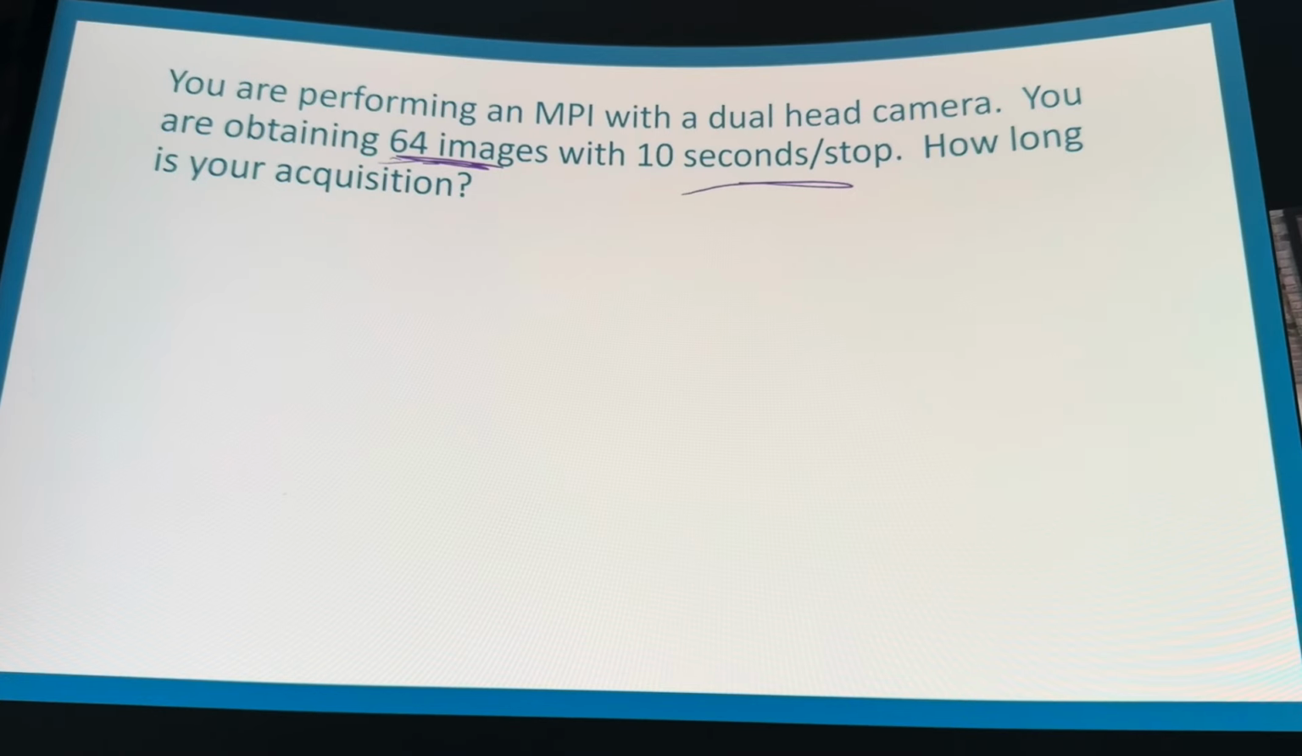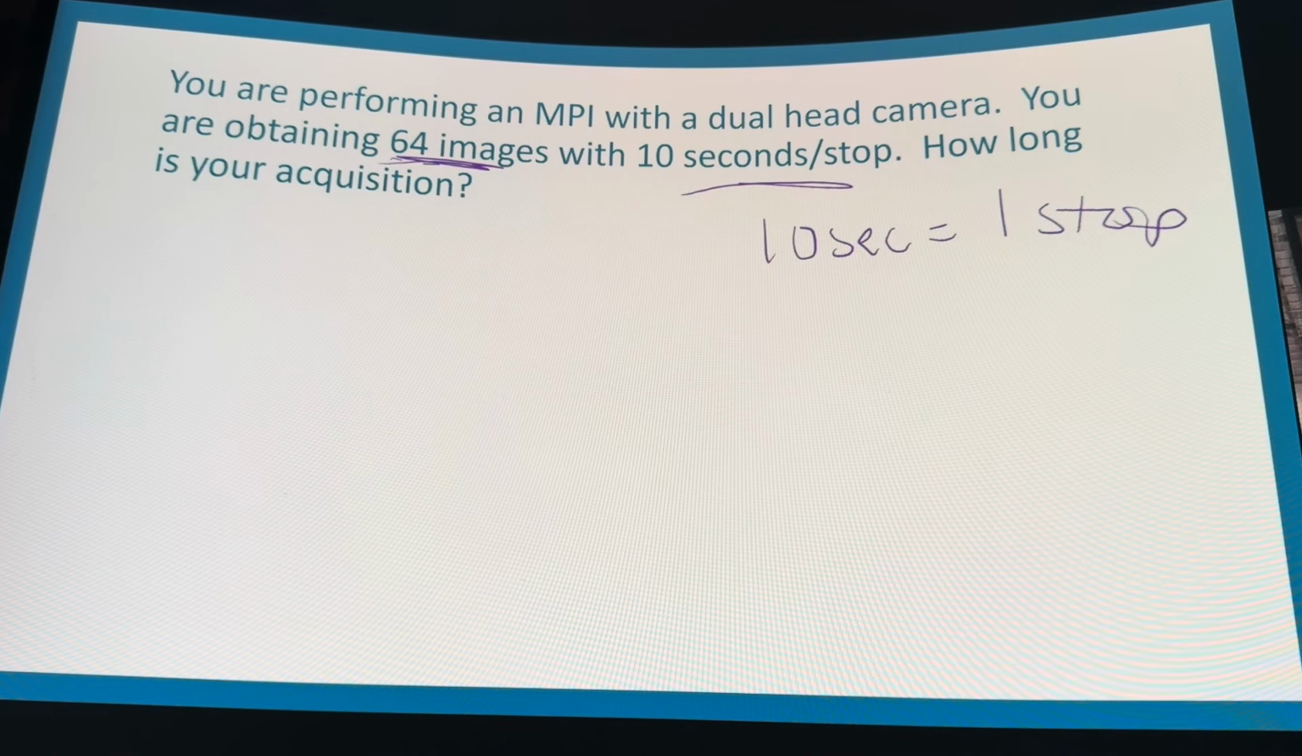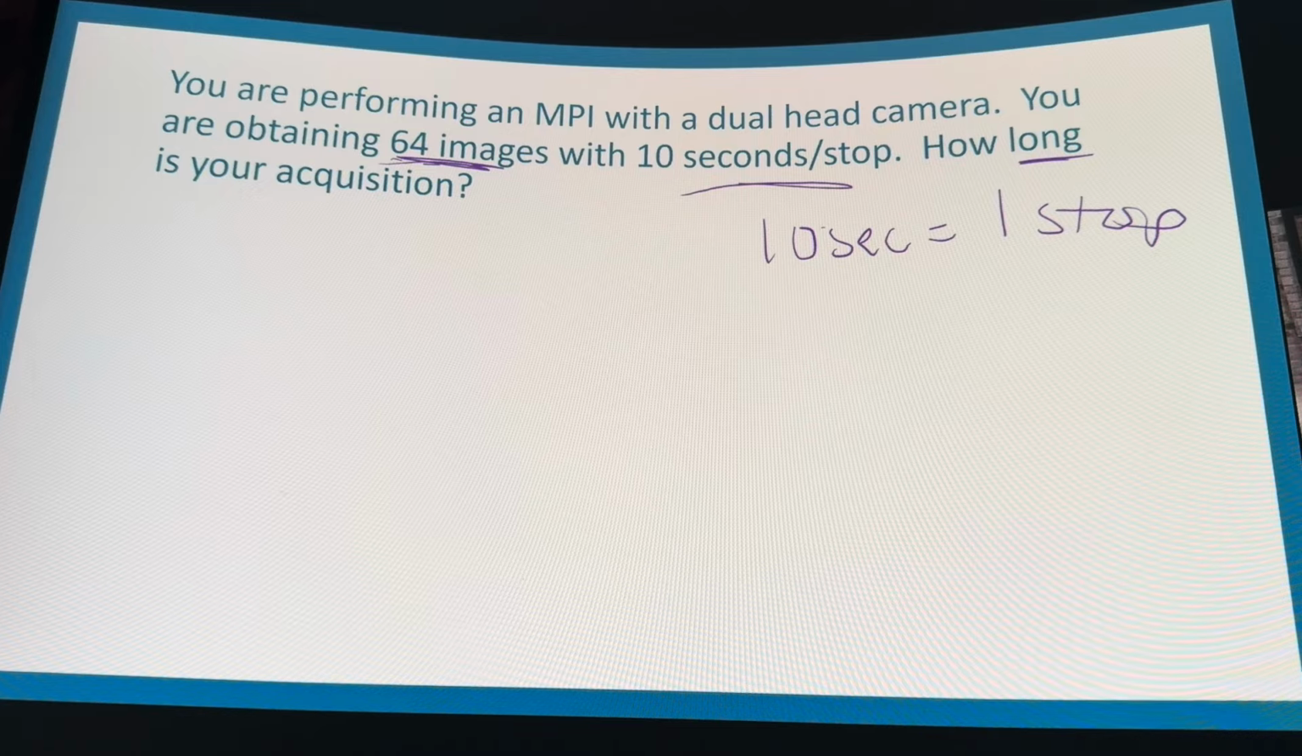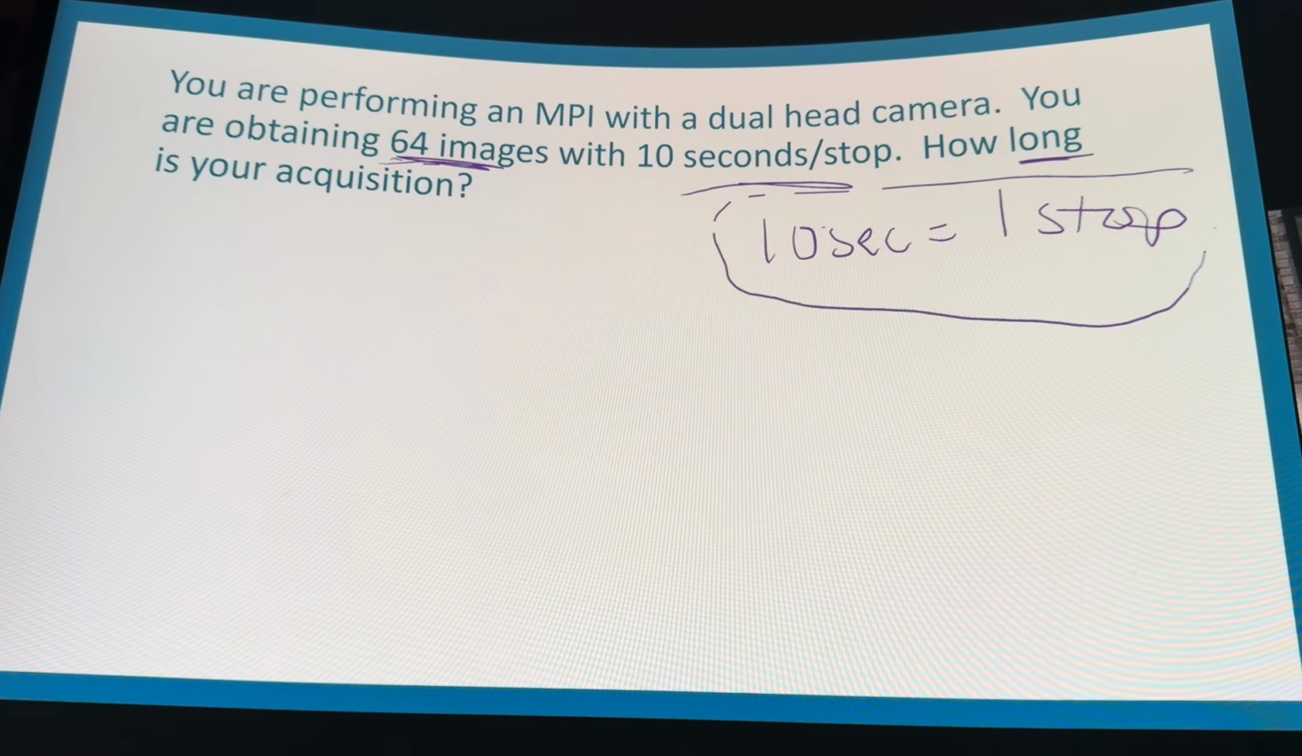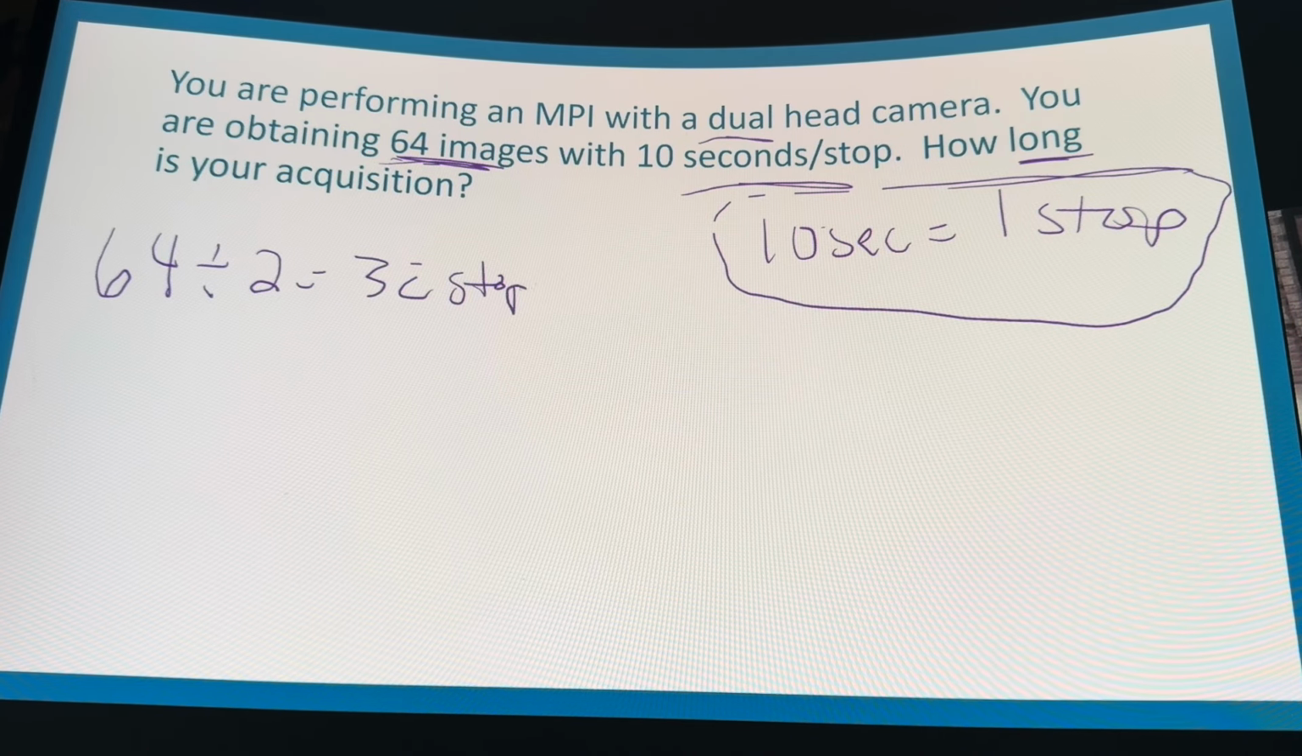All right, I have a conversion here. 10 seconds equals 1 stop, okay? Which is great, but I don't know how many stops I have. And it's asking how many seconds. So I need to first figure out, well, how many stops do I have so I can use this conversion? But I know I'm getting 64 images, and it's a dual-headed camera. So every time my camera stops, I get 2 images. So 64 divided by 2 equals 32 stops.